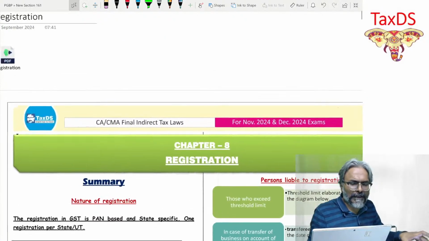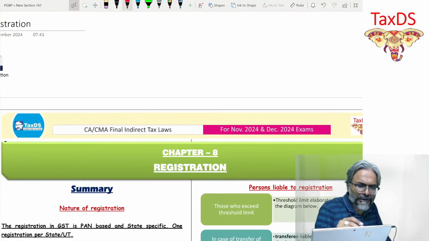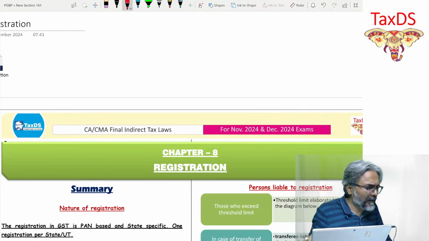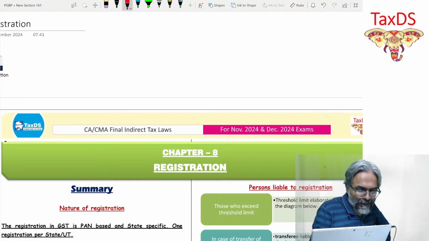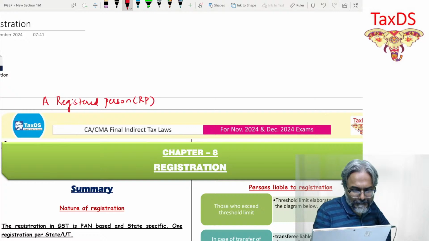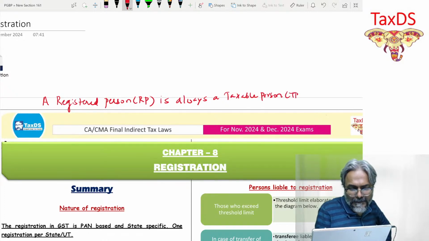Students, first and foremost, I'll give you one statement which you just take a note of. Give the heading in your notebook, registration. And once you have put across this name, thereafter, students, write a particular statement in this context. The statement is: a registered person, this is RP, is always a taxable person, which is TP.